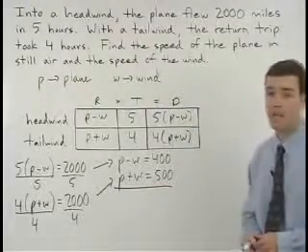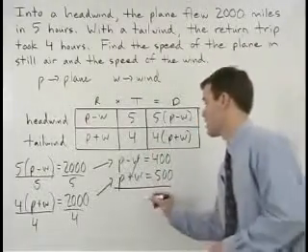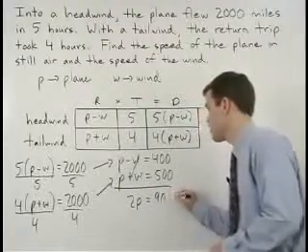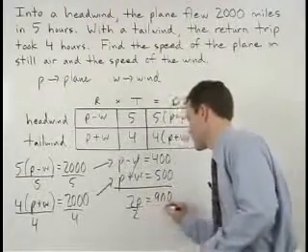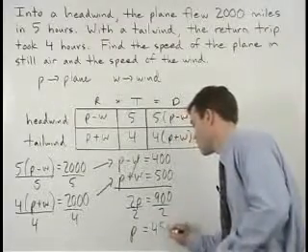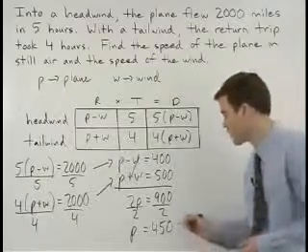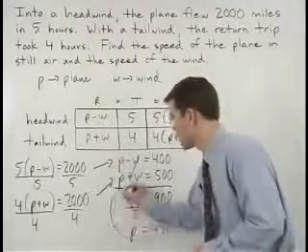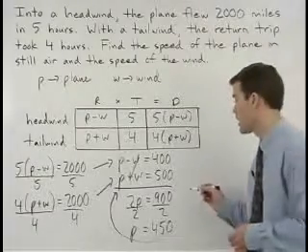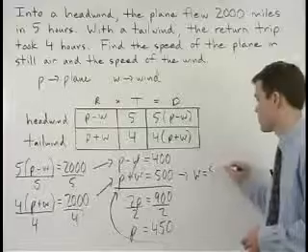Notice that when we add the two equations together, the w's cancel, and we have 2p equals 900. Divide both sides by 2, and p equals 450. To find w, plug 450 back in for p in either equation, and you'll find that w equals 50.